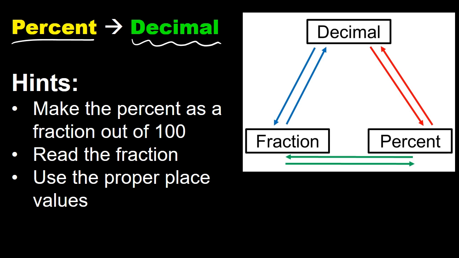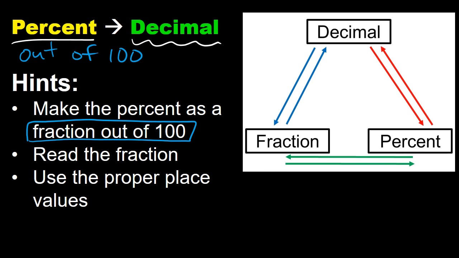So first hint is make the percent as a fraction out of 100. The reason why we do that is because that word percent means out of 100. And then if you go ahead and read the fraction, it's going to give you the clues as far as what the proper place value will be for your decimal. So let's go ahead and try the following.